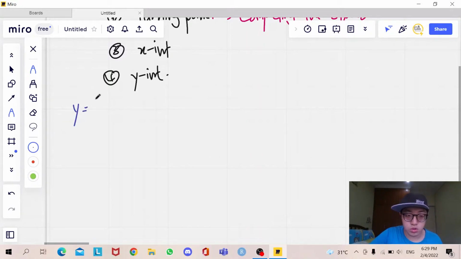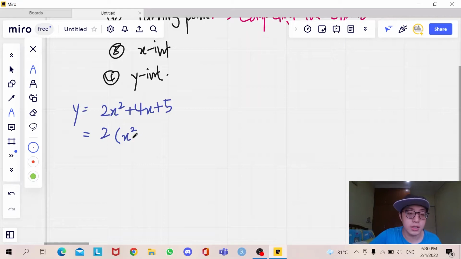So y equals 2x squared plus 4x plus 5. By completing the squares, the first thing we need to do is take out the 2. We need to make sure that the coefficient of the term x squared is 1.